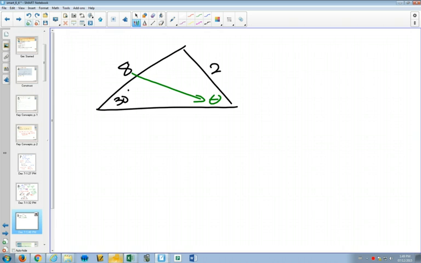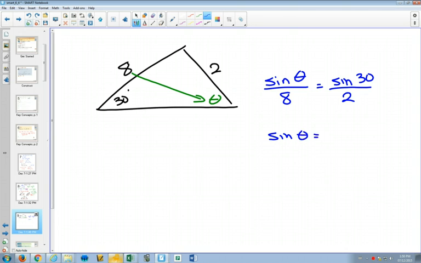So here, we want to find sine theta. Opposite it is the 8. On the other side, we'll have sine of 30 over 2. Notice that when I'm solving for angles, I put those on top. When I'm solving for sides, I put those letters on top. So sine of theta equals 8 sine 30 over 2.